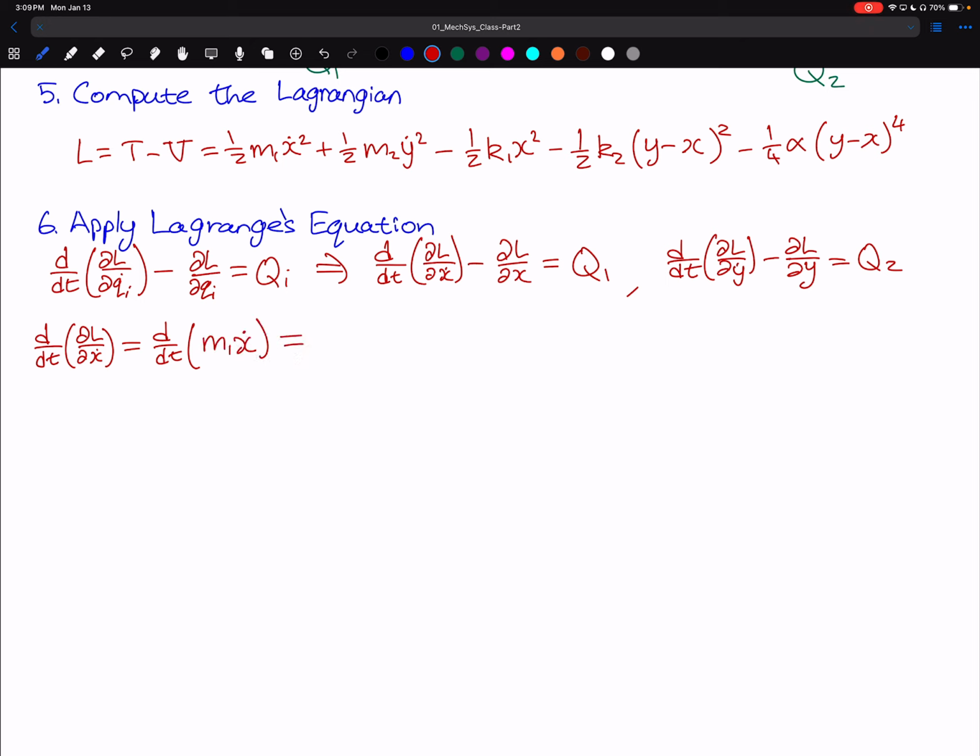I like to break this up and deal with each derivative separately. In this case, what's inside the parentheses is relatively simple, but you can end up with a lot of stuff inside there, and skipping ahead and doing derivatives in your head can lead to mistakes quite quickly. So now we're going to take the time derivative, and we'll get, oh, my pen is not working. We're going to get m1 x double dot.